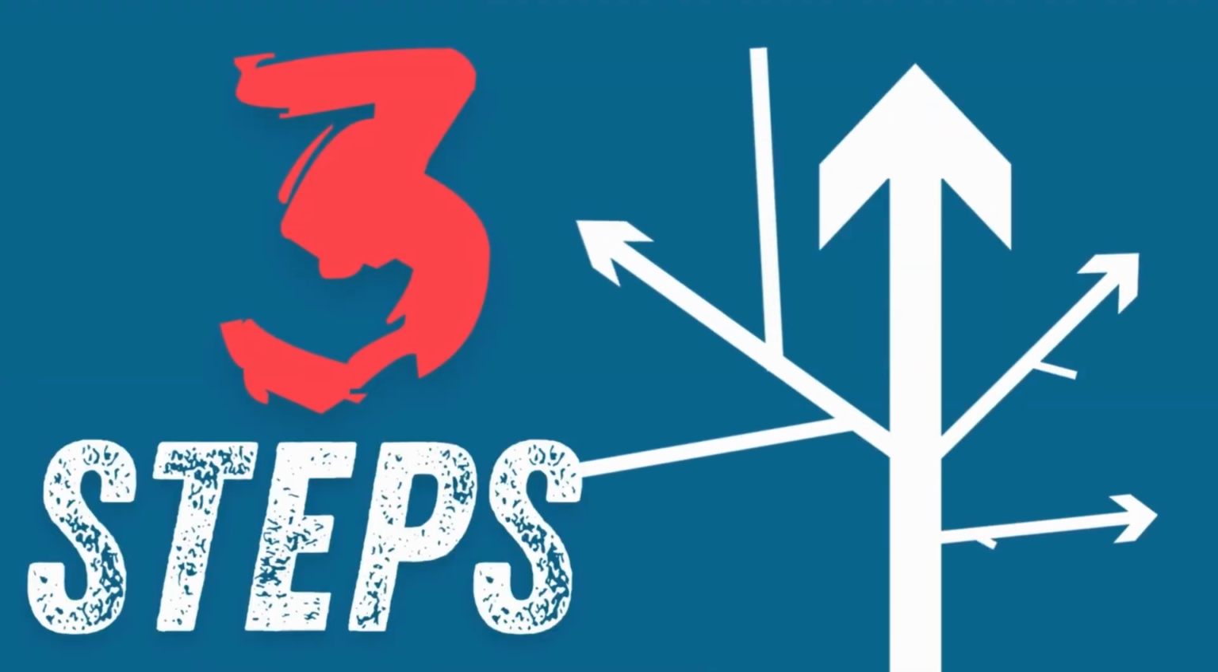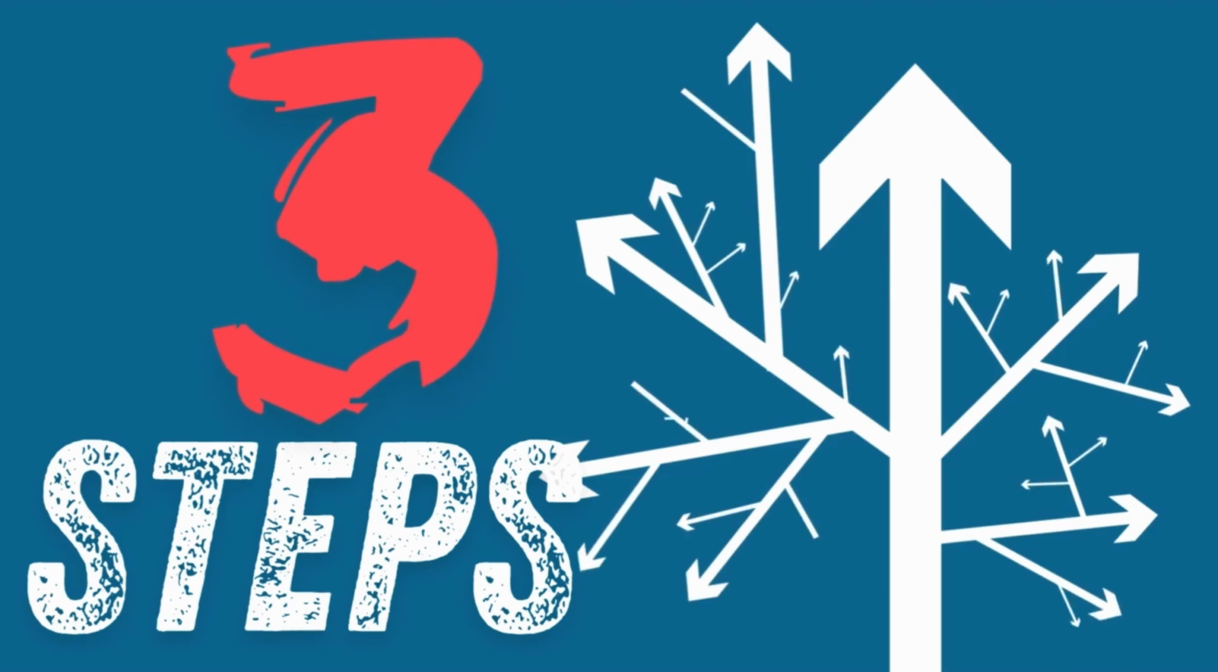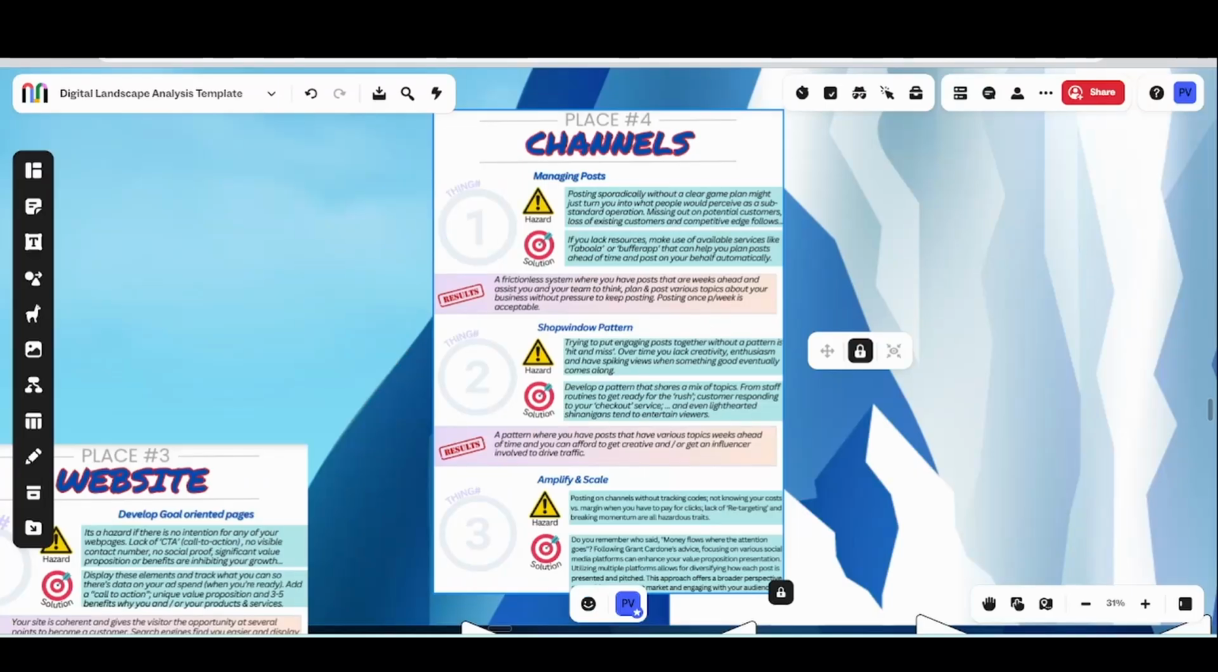Three steps to build an engaged audience across channels. Number 1, post consistently. Develop a content calendar to ensure you're posting regularly and engaging with your audience. Number 2, use platform-specific content. Tailor your content for each platform. What works on Instagram, visual and reels, may not work on LinkedIn, professional articles. Number 3, engage, don't just broadcast. So respond to comments, messages, and mentions. Engagement builds trust and community.